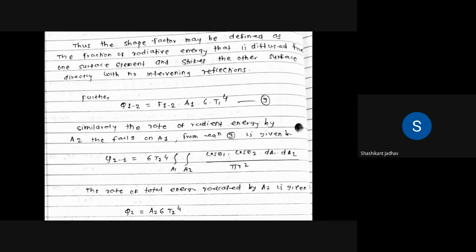Okay, so next line we have to write down. Similarly, the rate of radiant energy by A2. We have written the equation for 1-2-2; now we have to write down the equation for 2-2-1, surface 2 to surface 1. So similarly, the rate of radiant energy by A2 that falls on A1 is given by equation 3, which we have written for the small elemental area DA2.